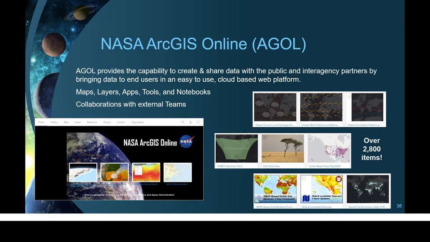Digging in a bit more, NASA AGOL provides the capability to create and share data with the public and interagency partners by bringing data to end users in an easy-to-use, cloud-based web platform. Content on AGOL includes maps, layers, applications, tools, story maps, and notebooks. AGOL also allows us to establish trusted digital relationships to create collaborations with external partners.